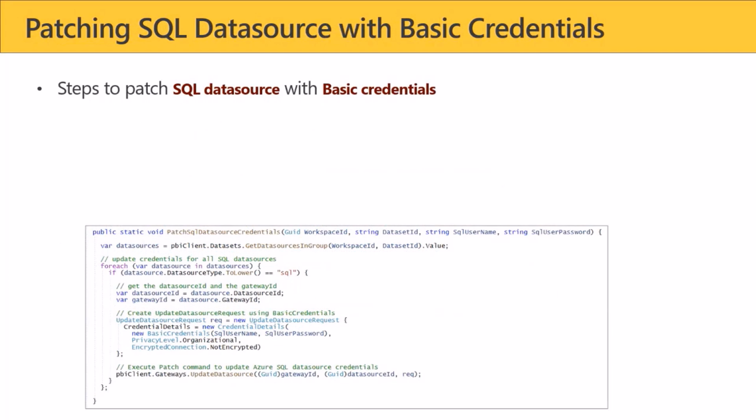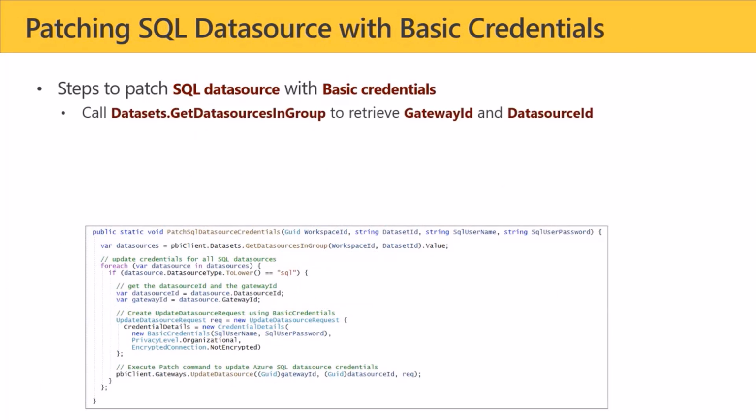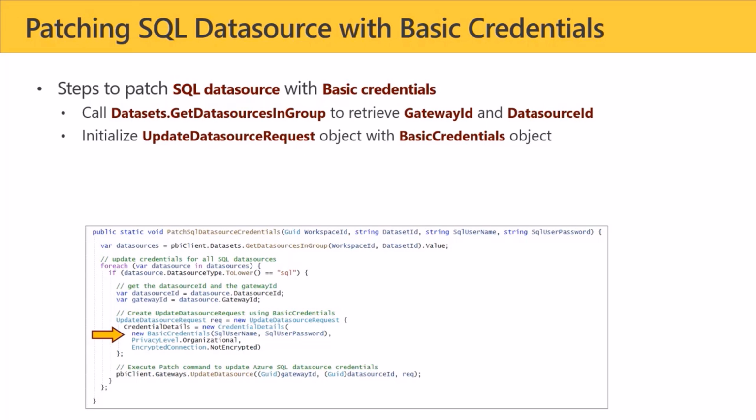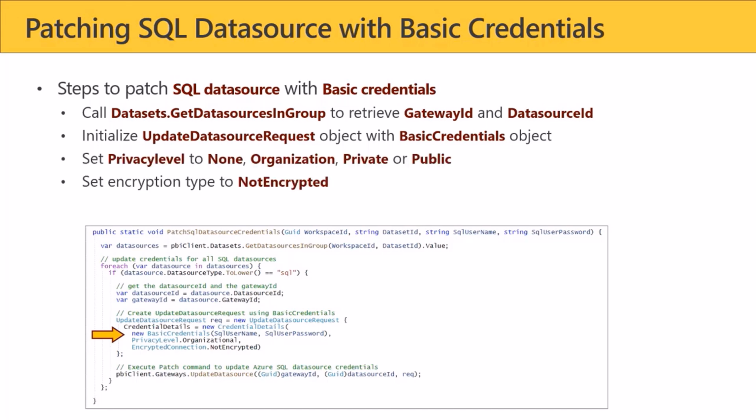Now, when we want to patch SQL credentials, we're going to call, just like before, get data sources in group to get the gateway ID and the data source ID. I will bring in the arrow here. I'm bringing in the arrow when something is different than the last time. So instead of creating this update data source request object with anonymous credentials, we use basic credentials. But other than that, everything is the same. So once again, you can see it's a very repeatable pattern that you write in code to set credentials.